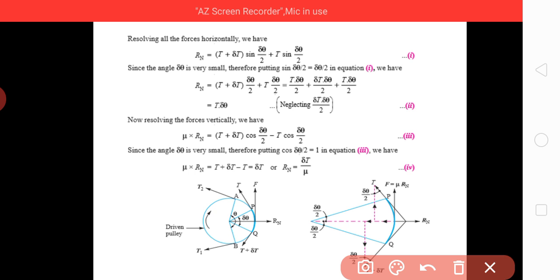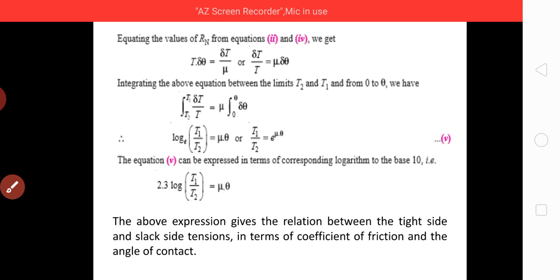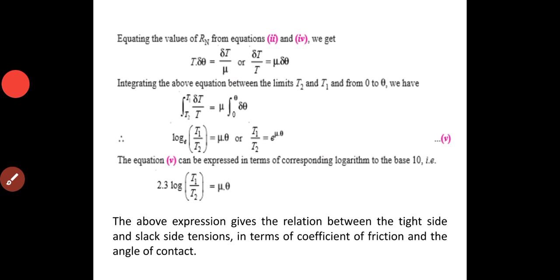Since T and T cut, this and this will get cancelled out. Okay, so it becomes just delta T, or Rn equal to delta T upon mu. This becomes equation 4. Equating the values of Rn from equation 2 and 4, we get T delta theta equal to delta T upon mu, or delta T upon T equal to mu delta theta.